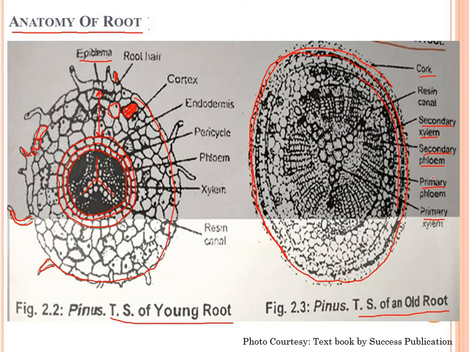In one year, two times secondary xylem and secondary phloem are formed, and this secondary xylem and secondary phloem are generally responsible for increasing the girth or diameter of the root. Due to that, it also provides support to the old plant due to the increasing girth of the root. This is all about the anatomy of root.